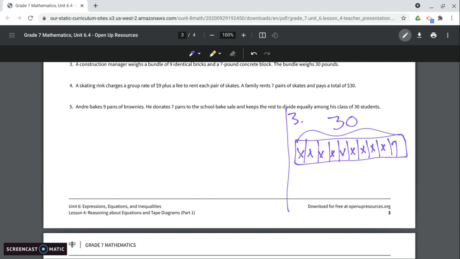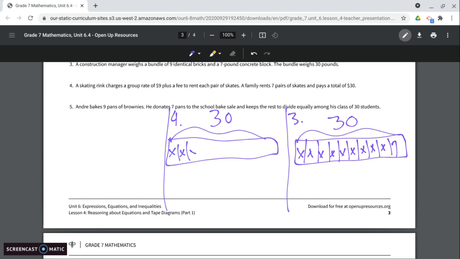All right, for number 4, a skating rink charges a group rate of $9 plus a fee to rent each pair of skates. A family rents 7 pairs of skates and pays a total of $30. So for number 4, once again, we've got our 30. And we have 7 same size boxes marked with our x for each of the fees for the family members. So 1, 2, 3, 4, 5, 6, 7. And then the 1 box marked with a 9 for the group rate fee that they paid.